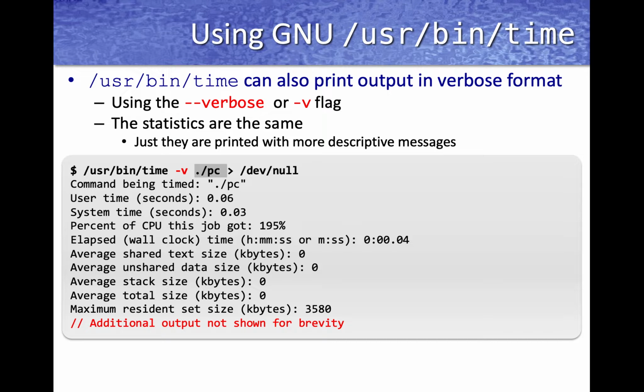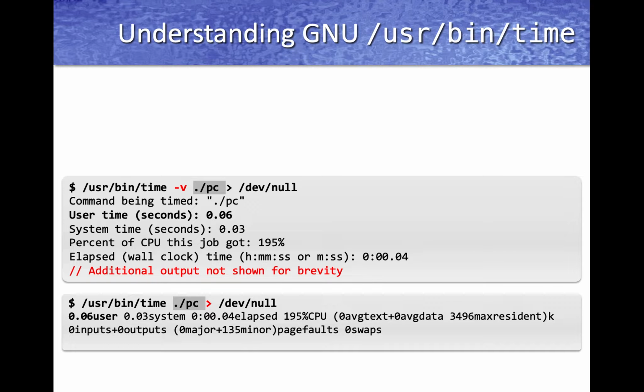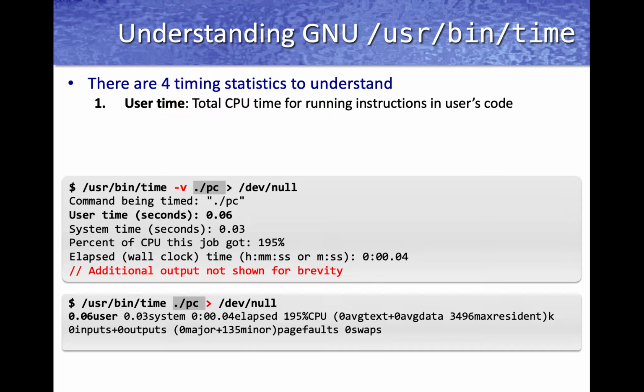In the rest of this presentation, we are going to do a deeper dive on the meaning of these statistics and how to interpret them and draw inferences about the multithreading properties of programs. So given that there's no difference whether it's abbreviated or the verbose format, let's do a deeper dive into understanding these timing statistics. There are four key statistics to keep in mind in order to assess the performance of multithreaded programs. The first one is called user time, which indicates the total time that the CPU spent running all of the instructions in the user's code.